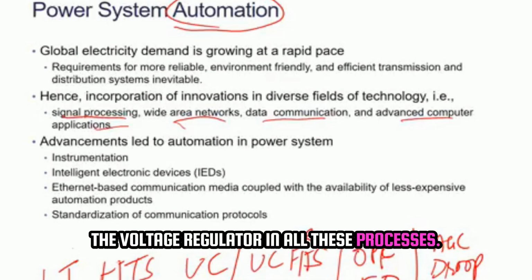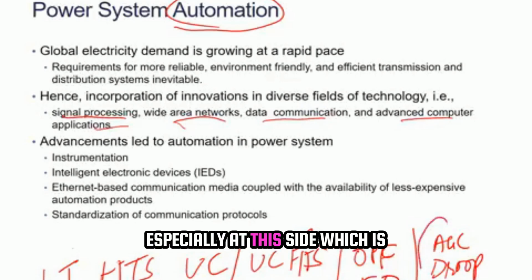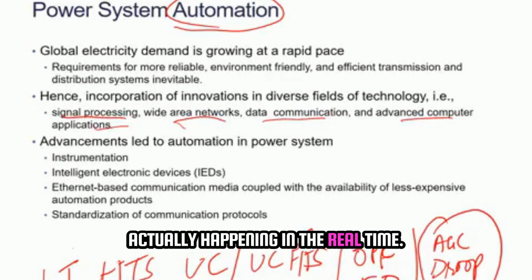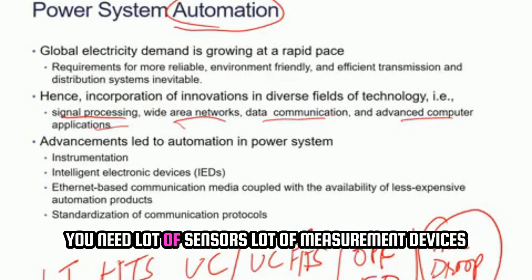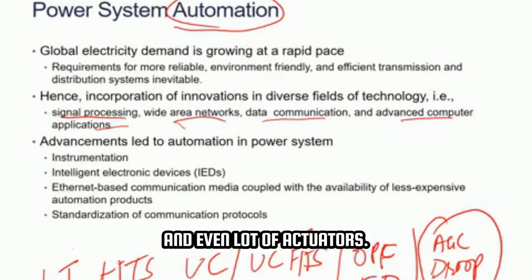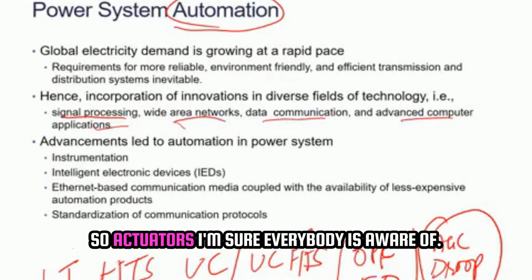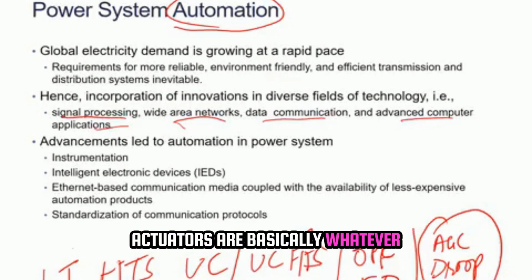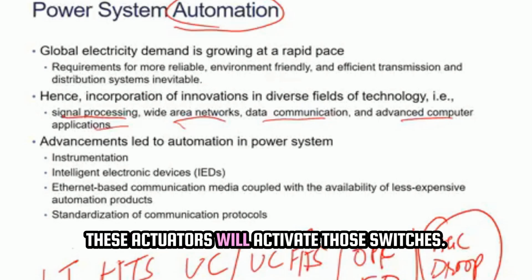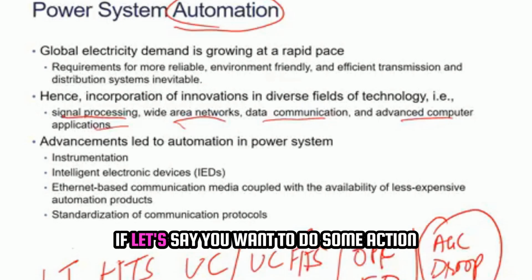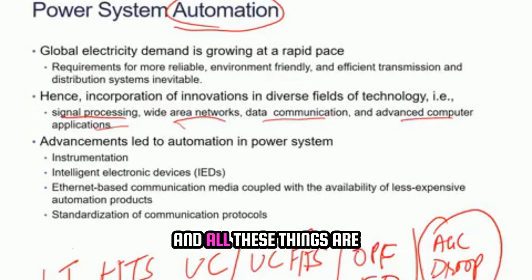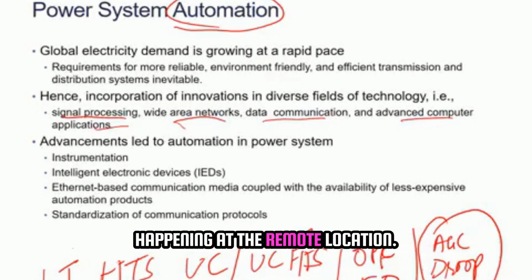In all these processes, especially at this side, which is happening in real time, you need a lot of sensors, a lot of measurement devices, and even a lot of actuators. Actuators, I'm sure everybody is aware of. Actuators are basically whatever signal you give back to these measurement devices or switches. These actuators will activate those switches if you want to take some action. And all these things are happening at the remote location.